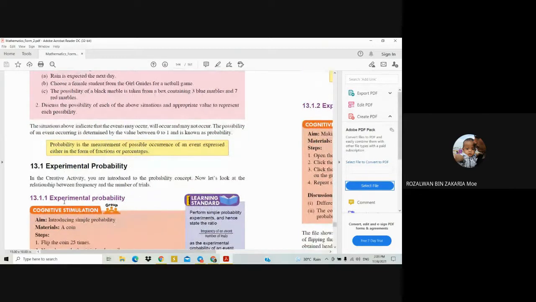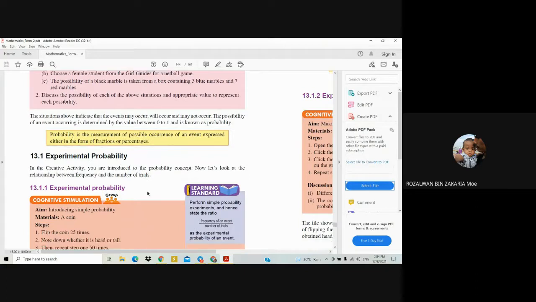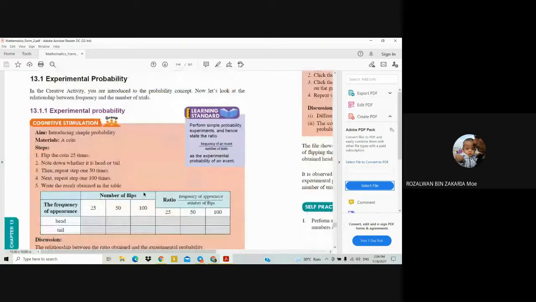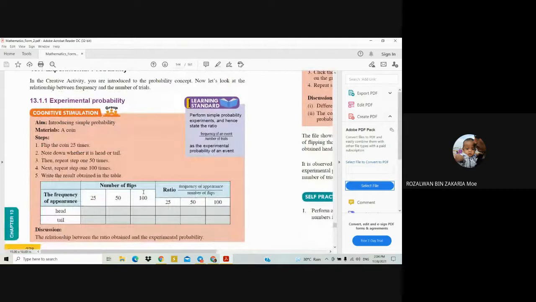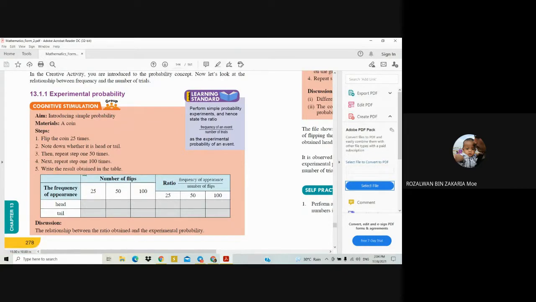In the creative activity, you were introduced to the probability concept. Now let's look at the relationship between frequency and the number of trials. This one actually is experimental probability. How to do this one? You need to use a coin. If you flip a coin, there are two possible outcomes: either you get a head or a tail. So this one you can do at home.